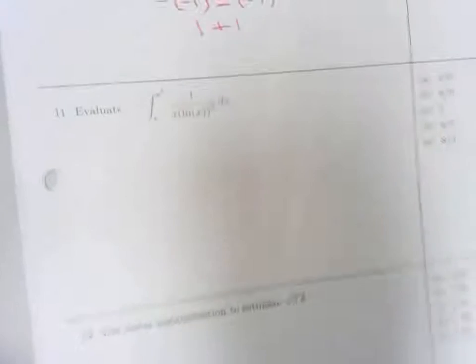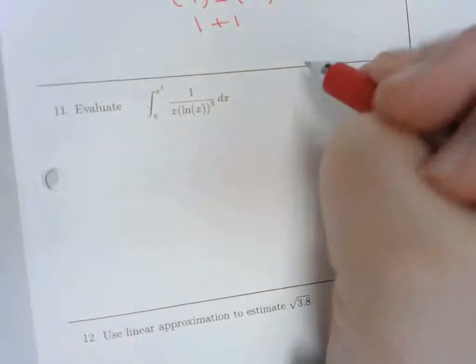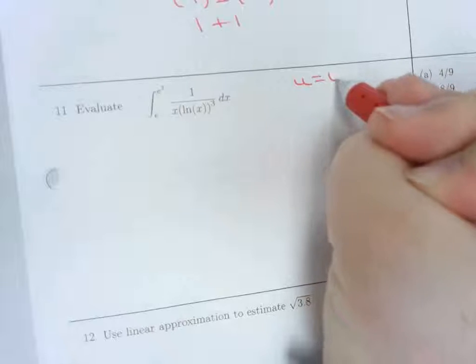11. We are evaluating a definite integral. Now your interval is kind of weird, e and e to the third. Remember, those are just numbers, so even though they look weird, they just represent numbers. First thought on this? I see a composite function. Starting spot, let u be what? ln of x.